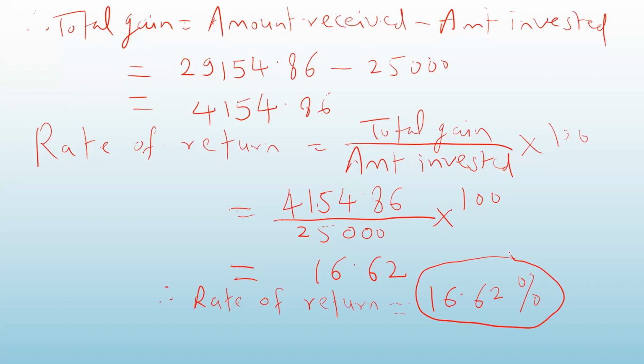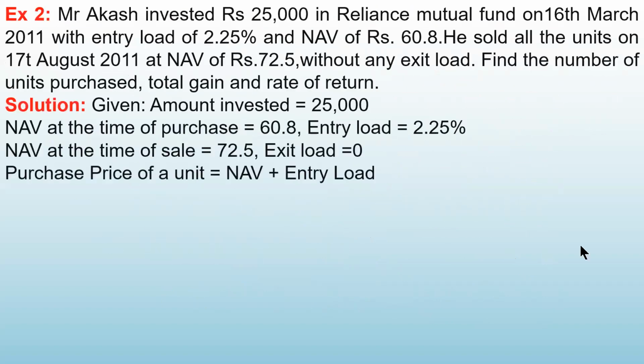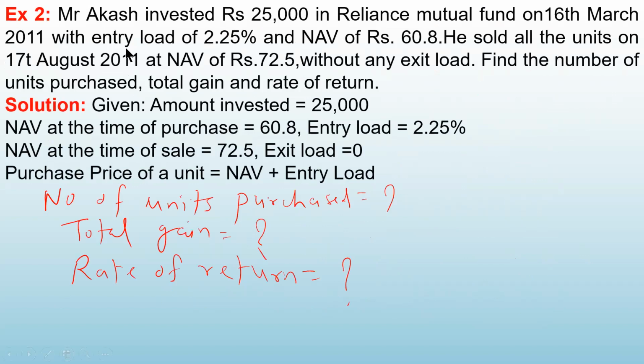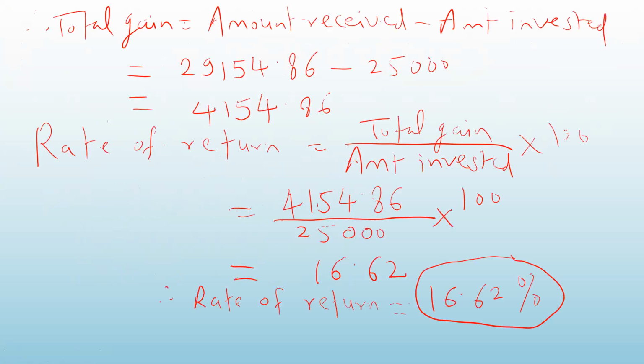So you can see that in this problem, there was no dividend involved. Only the units were purchased, and so 25,000 was invested with NAV of 60.8 and the entry load. And then the units were sold without exit load with the NAV of 72.5. And in all this transaction, how much was the percentage profit or his rate of return? He got 16.62% as the rate of return. Okay. I hope it is clear to you.